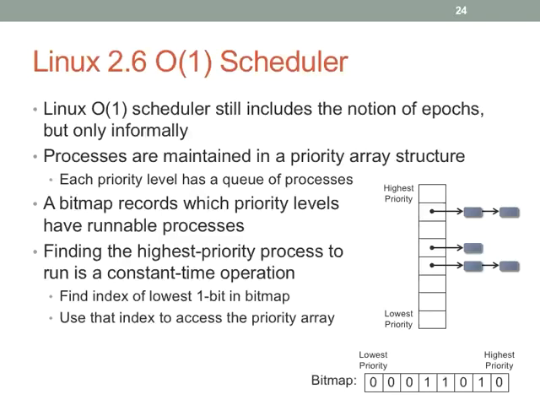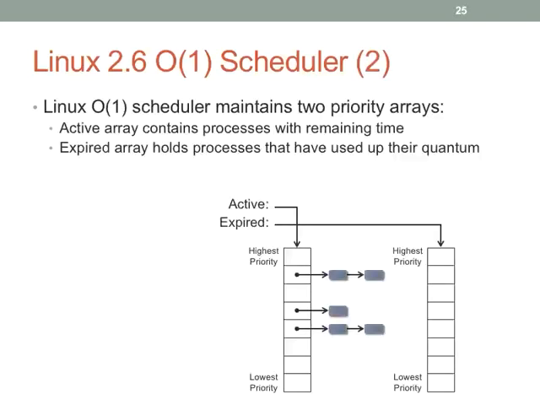But you can even make the constant better. If we say it's order n, then it's still constant times n. So let's make the constant smaller, and we're happy. So we try to find the index of the lowest one in the bitmap, and then use that to access our priority array. Okay, seems fast so far.